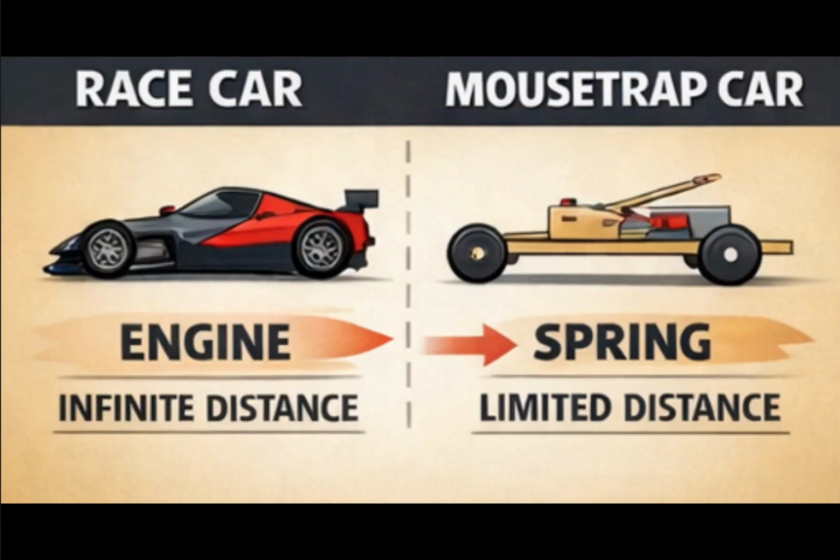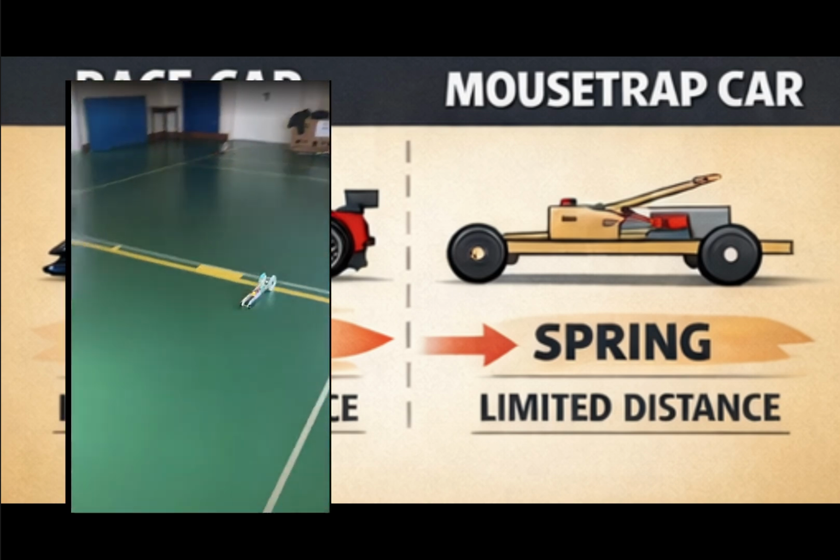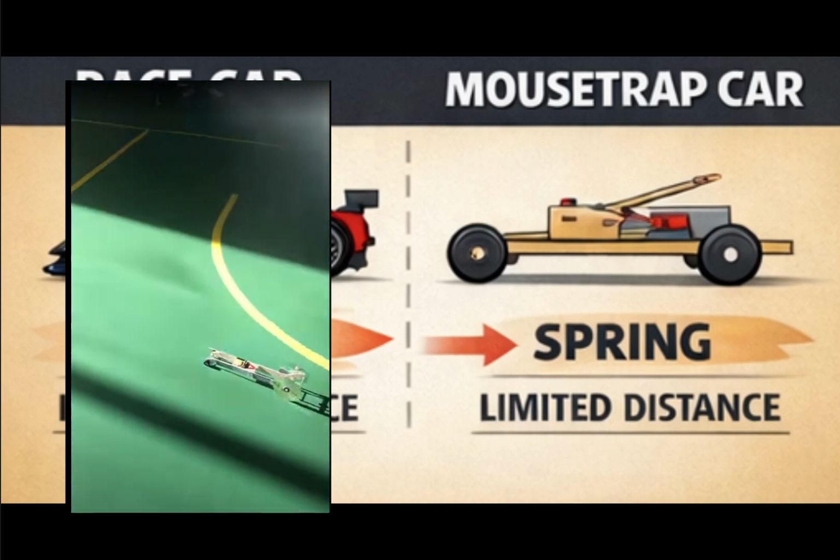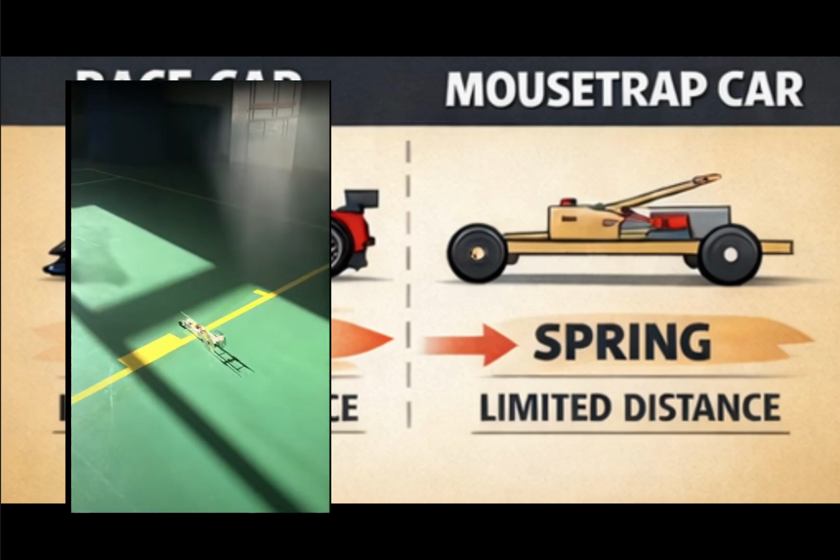A major difference between racing cars and mousetrap cars is the type of propulsion. Racing cars are continuously powered by an engine and can therefore run over very long distances. A mousetrap car, on the other hand, moves thanks to the elastic potential energy stored in the mousetrap spring. When this energy is exhausted, the car slows down and eventually stops.